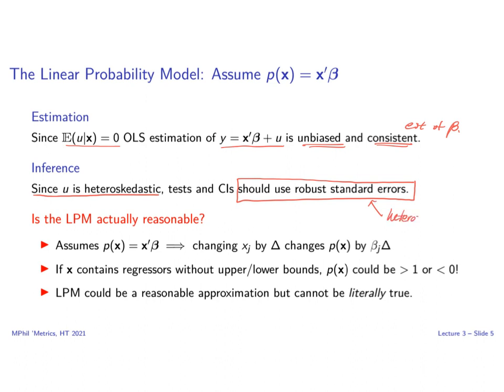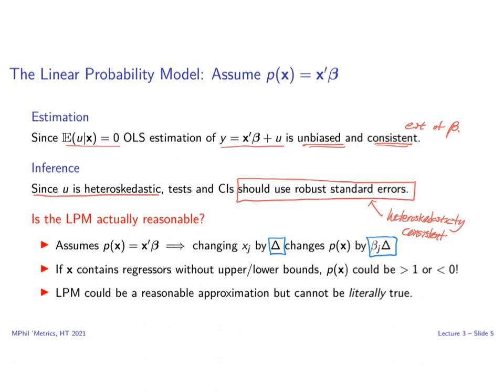So that's what the linear probability model gives us. The question remains, is it actually reasonable? Notice that the linear probability model assumes that p of x, namely the probability that y equals 1 given x, is a linear function, namely x prime beta. This implies that if we were to change one of the regressors, xj, by an amount delta, this would change our probability for y being 1 given x by an amount beta j times delta.